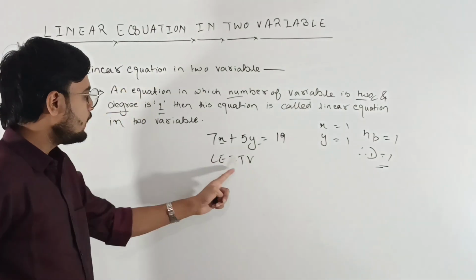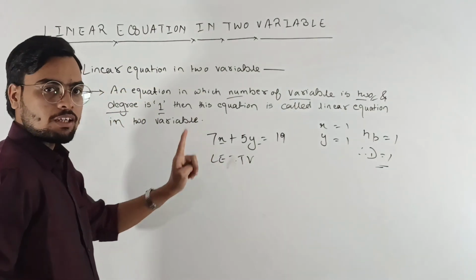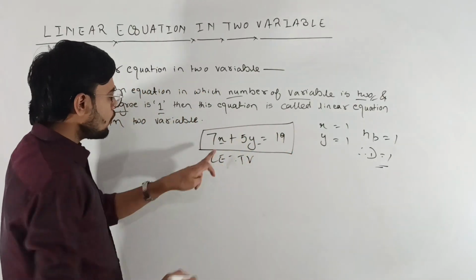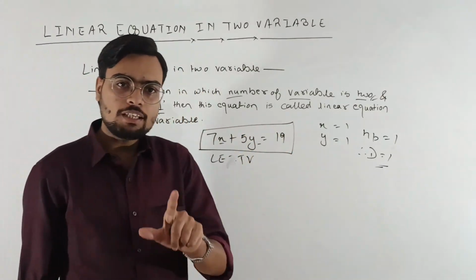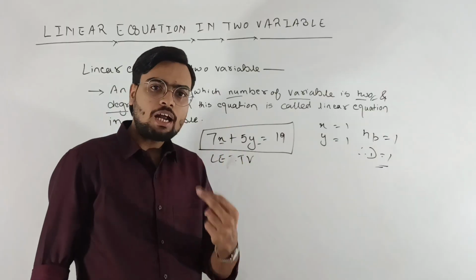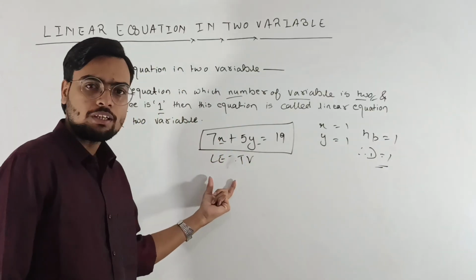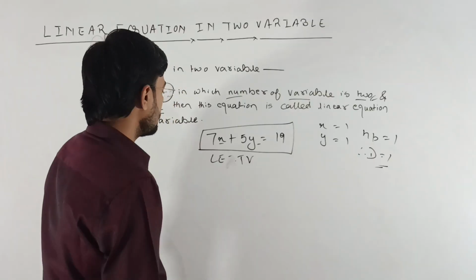Linear equation in two variables. Understood? What is the criteria? First we have to check the number of variables. Second we have to check the degree. When the number of variables is 2 and the degree is 1, then an equation is a linear equation in two variables. Understood? Let's see one more example.